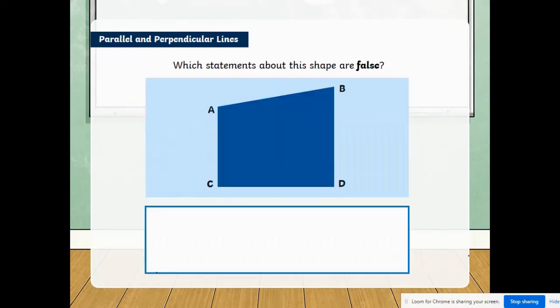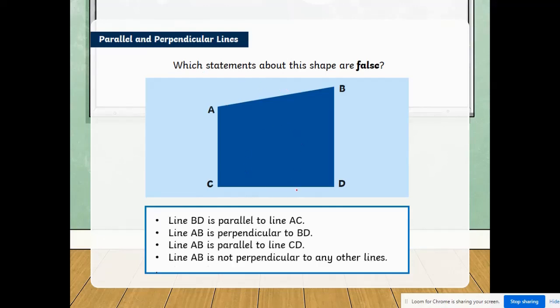Okay, let's go ahead. Now which of these statements about this shape are false? I want you to pause the video, read each of these statements, and think about the answer. So let's see what is the answer. The statements that are true are only two, this one and this one. So line BD is parallel to line AC, which is correct. Line AB, this one, is not perpendicular to any other line. Okay. So these two statements are correct, but these two are incorrect.